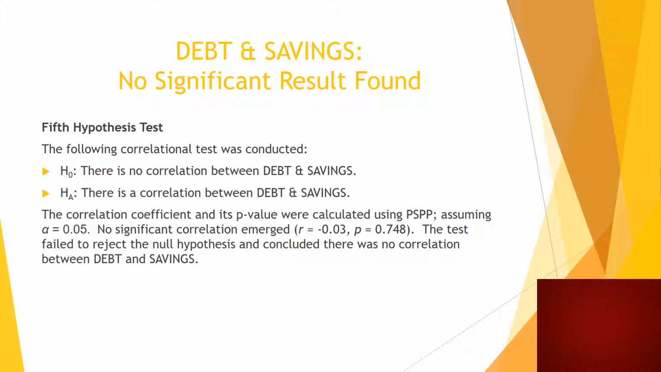On the fifth hypothesis test, we looked at debt and savings. The null hypothesis: there is no correlation between debt and savings. The alternate hypothesis: there is a correlation between debt and savings.